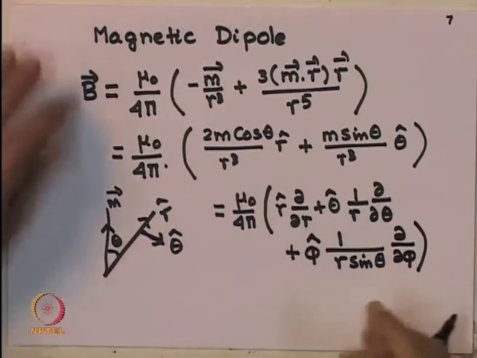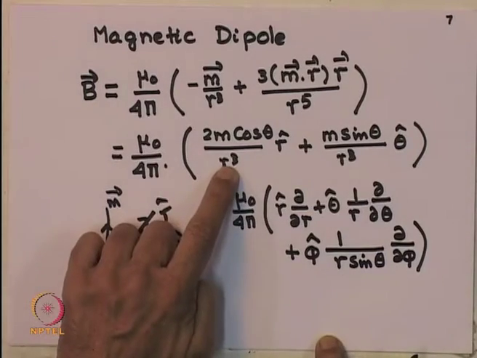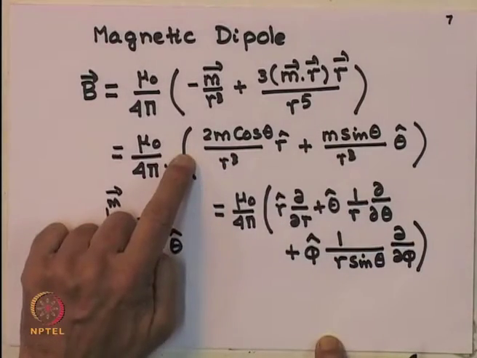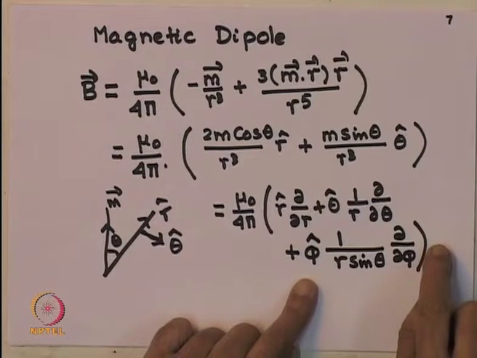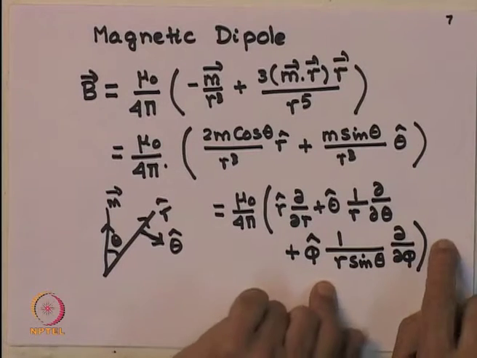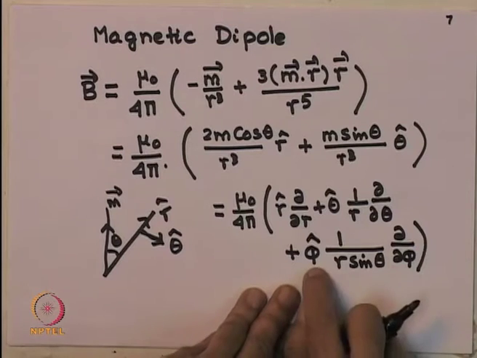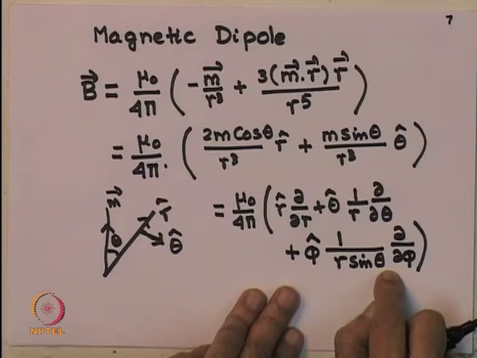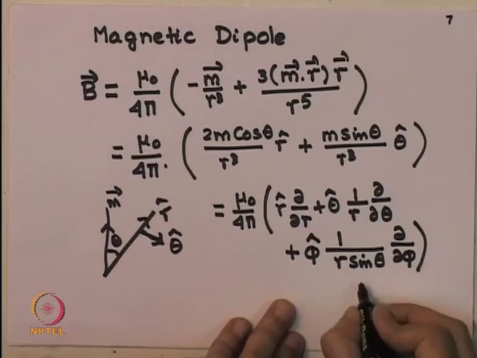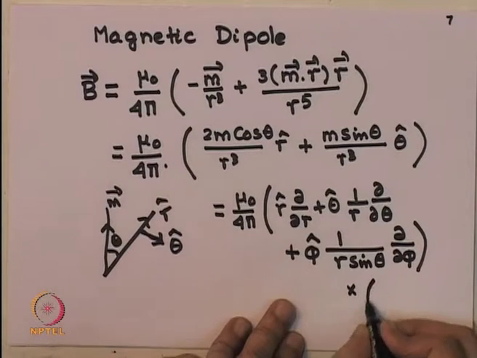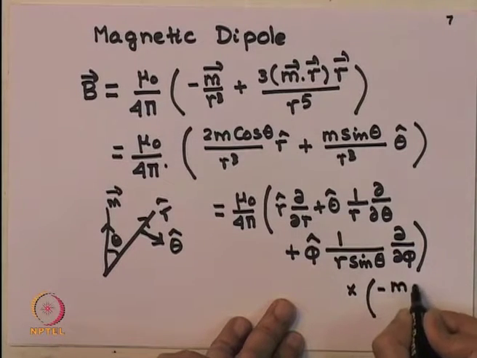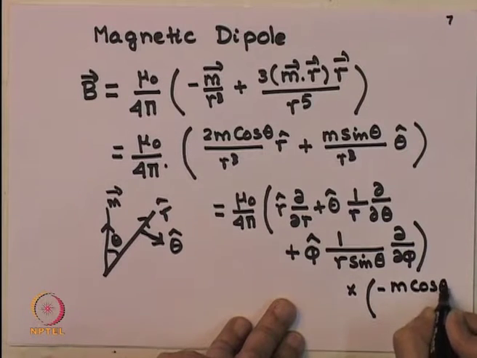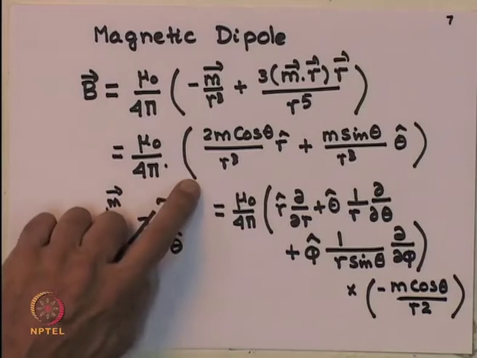Now, notice, since my magnetic field does not have any phi dependence, it tells me that I could choose the vector potential or a potential here to only depend upon theta and phi. So, that this term will always give me 0, and it is fairly straightforward to see that if this quantity operates on minus m cos theta divided by r square, you get the expression which is in the previous step.